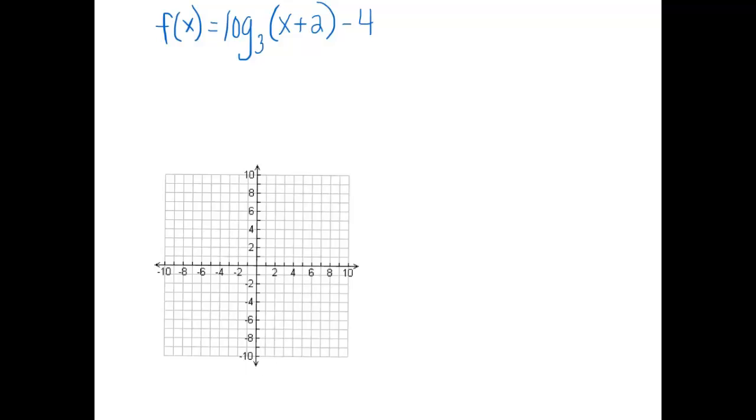Let's do one more example of just a shifted log graph. And I want to maybe briefly talk about two different ways of going about this. The first way is by thinking about the parent function.